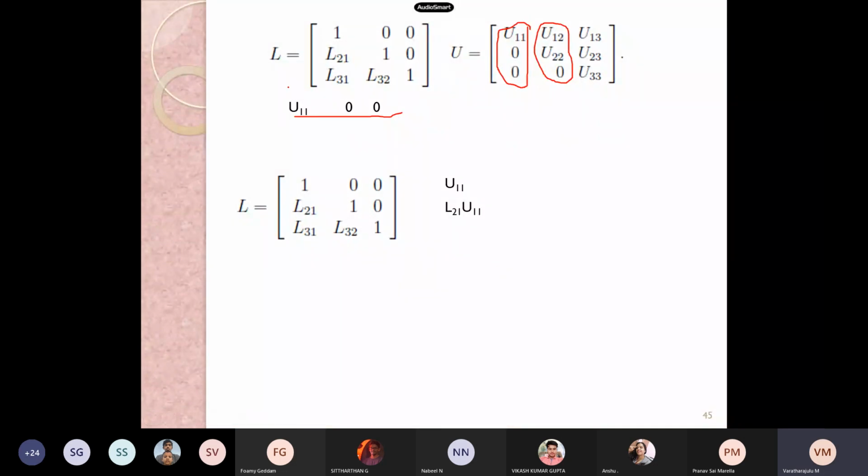And then U11, L31 into U11 plus L32 into 0, that becomes 0. This is what the first column of the resultant matrix is.